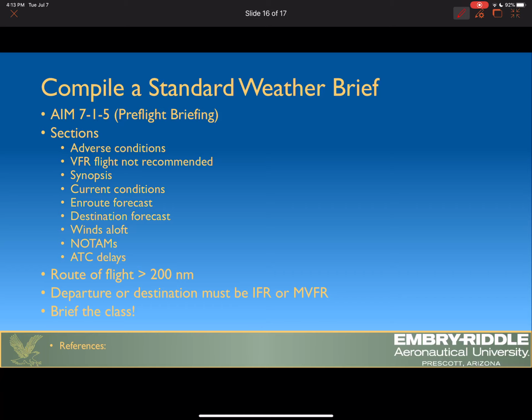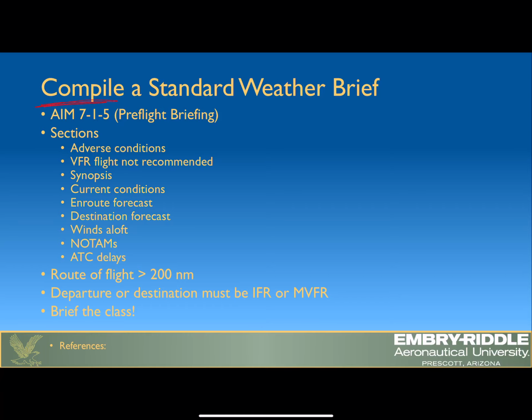Again, if we were in class, I would have you do this activity where you would compile a standard weather briefing. This is the standard way flight services would brief you on the weather if you called them. They would give you adverse conditions, VFR flight either recommended or not recommended, a synopsis, current conditions, en route forecast, destination forecast, winds aloft, NOTAMs, and ATC delays. This is all outlined in the AIM, Chapter 7, Section 1-5, the preflight briefing section.